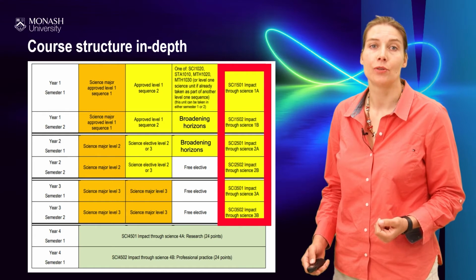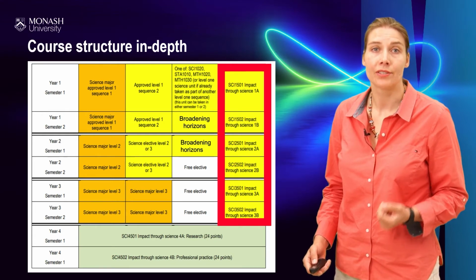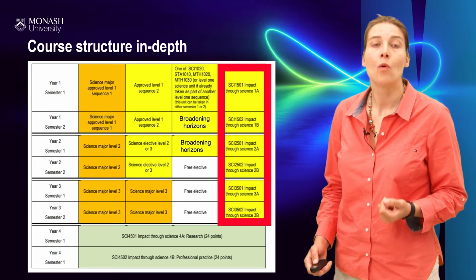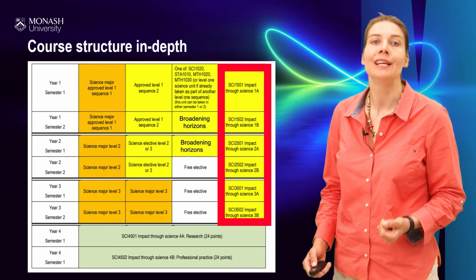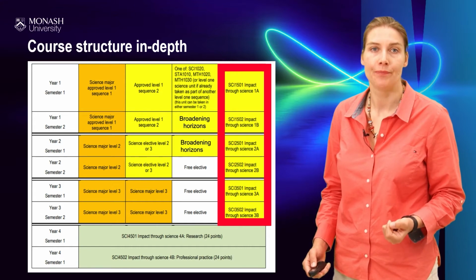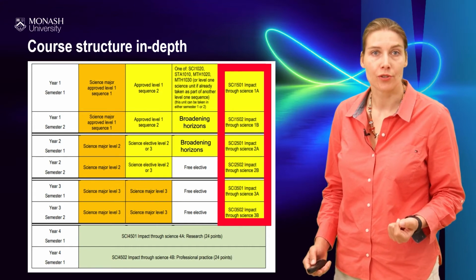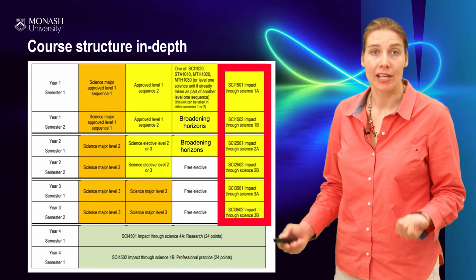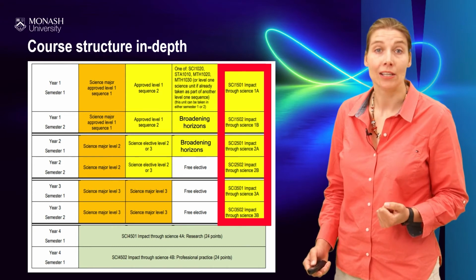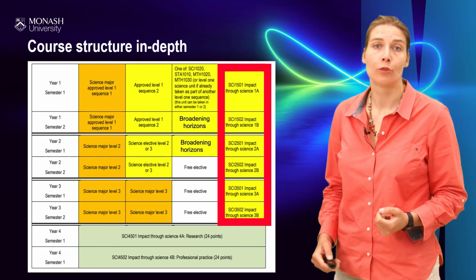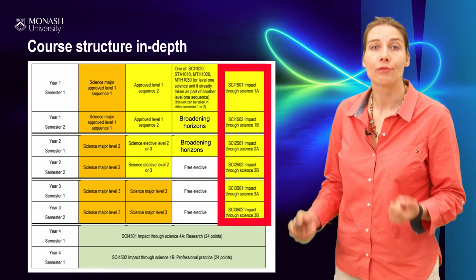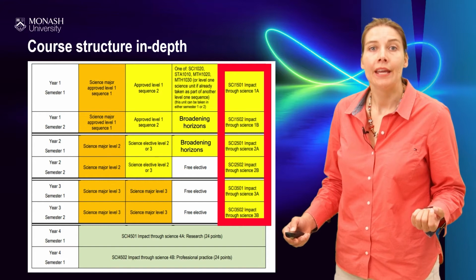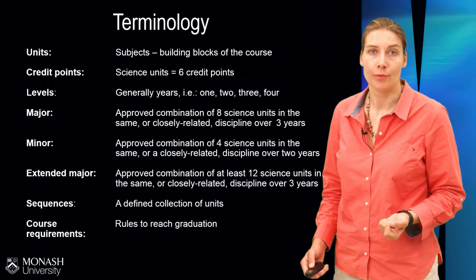The impact through science units, colored in red on this diagram, are unique to the Global Challenges degree, and you must complete these. 1 unit out of 4 per semester is an impact through science unit. In addition to the impact through science units, over the course of your degree, you will be undertaking a science major, highlighted here in orange, 2 broadening horizons units, and 3 free electives, as well as your final honours year. Here's a quick overview of those key terms.